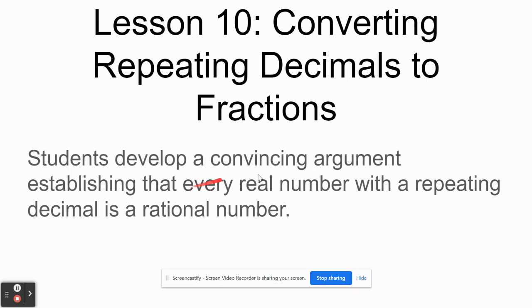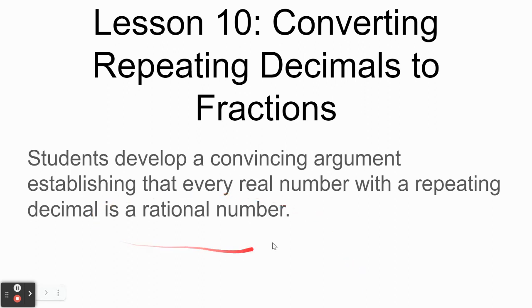All right, so you're going to develop a convincing argument establishing that every real number with a repeating decimal is a rational number. This is a long and confusing argument, so if you get lost, don't worry about it. The only thing you need to remember is that repeating decimals are rational numbers because we can make them into fractions, even if you don't remember how.